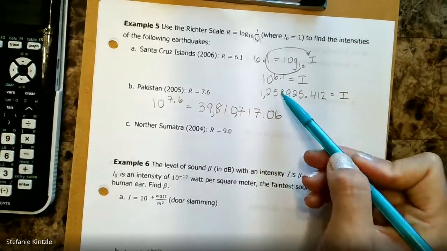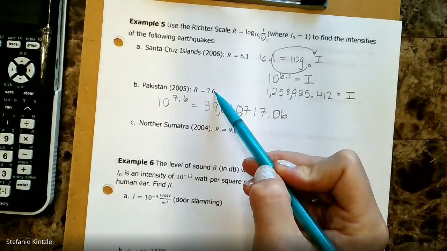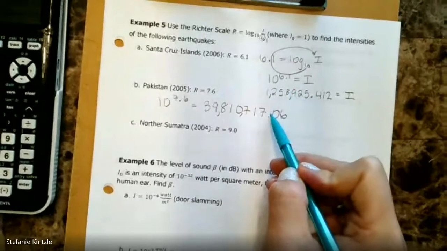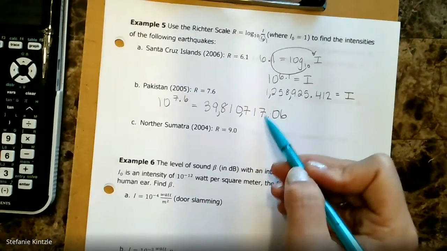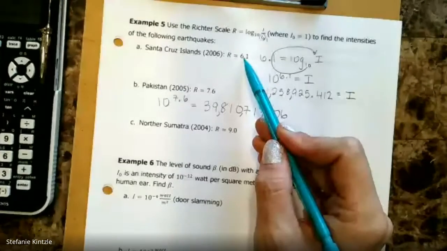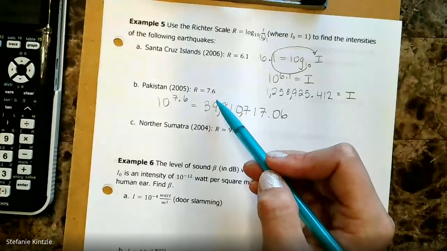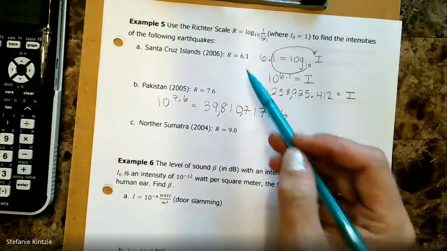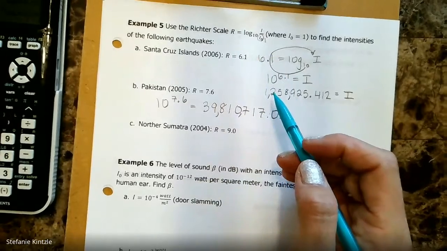So if you look what happened from a 6.1 to a 7.6 earthquake, look what happened to the number. That's almost 30 times stronger. So when you hear 6.1 versus a 7.6 earthquake, it really doesn't sound like it's that big of a difference, but it actually really is. So that's why it's important to really understand what's happening with the Richter scale.